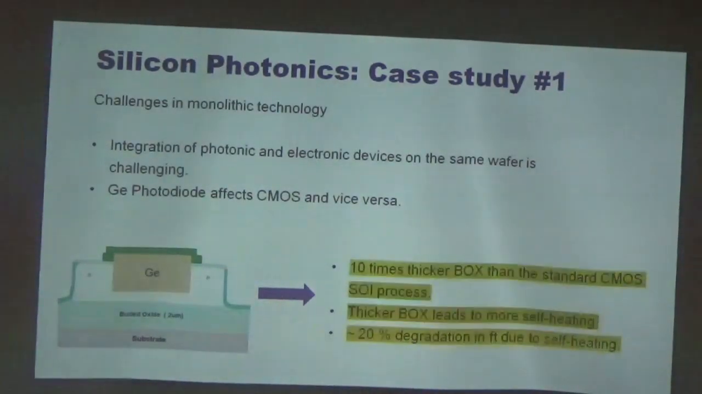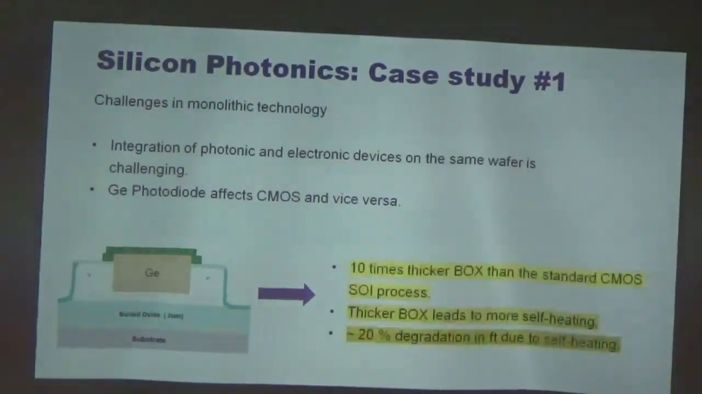So people have started using the monolithic approach, thinking that it will improve the performance, but eventually what happens is you get a germanium diode, but your FET device, your amplifier performance, is degrading. So overall, it is degrading. That's what happens.